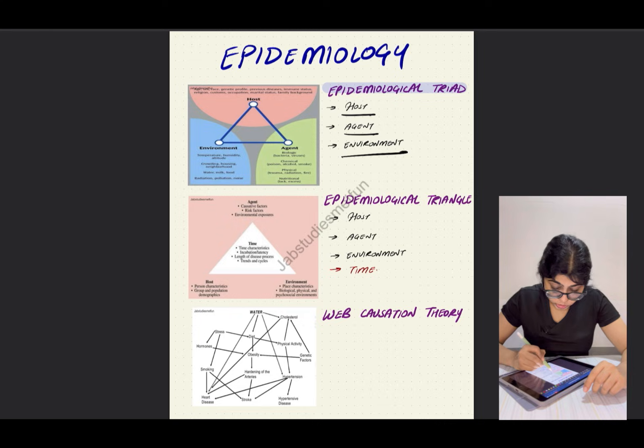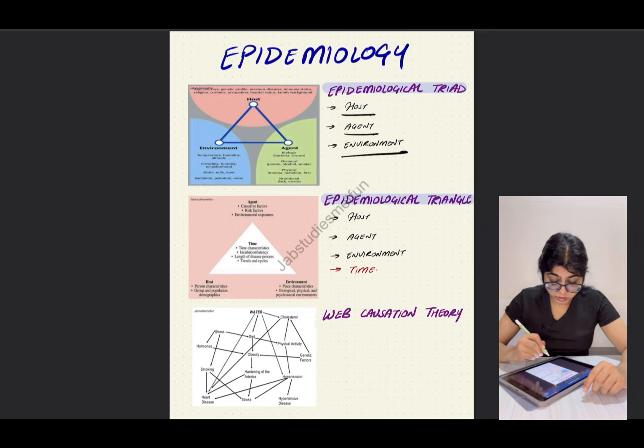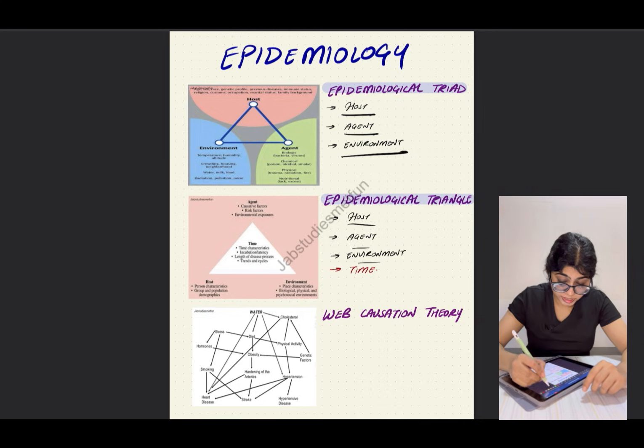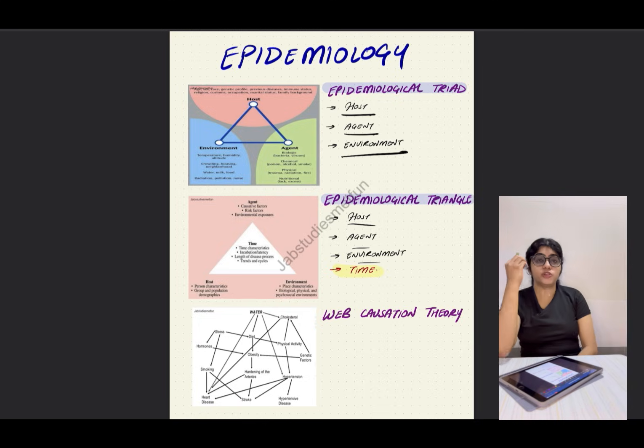In epidemiological triangle, we'll have one more addition to the components. Host, agent, environment will remain the same. The most important thing that is added over here is time. So how does time change it from an epidemiological triad to epidemiological triangle? Time is factored in because of its importance in the pathophysiology of a disease.